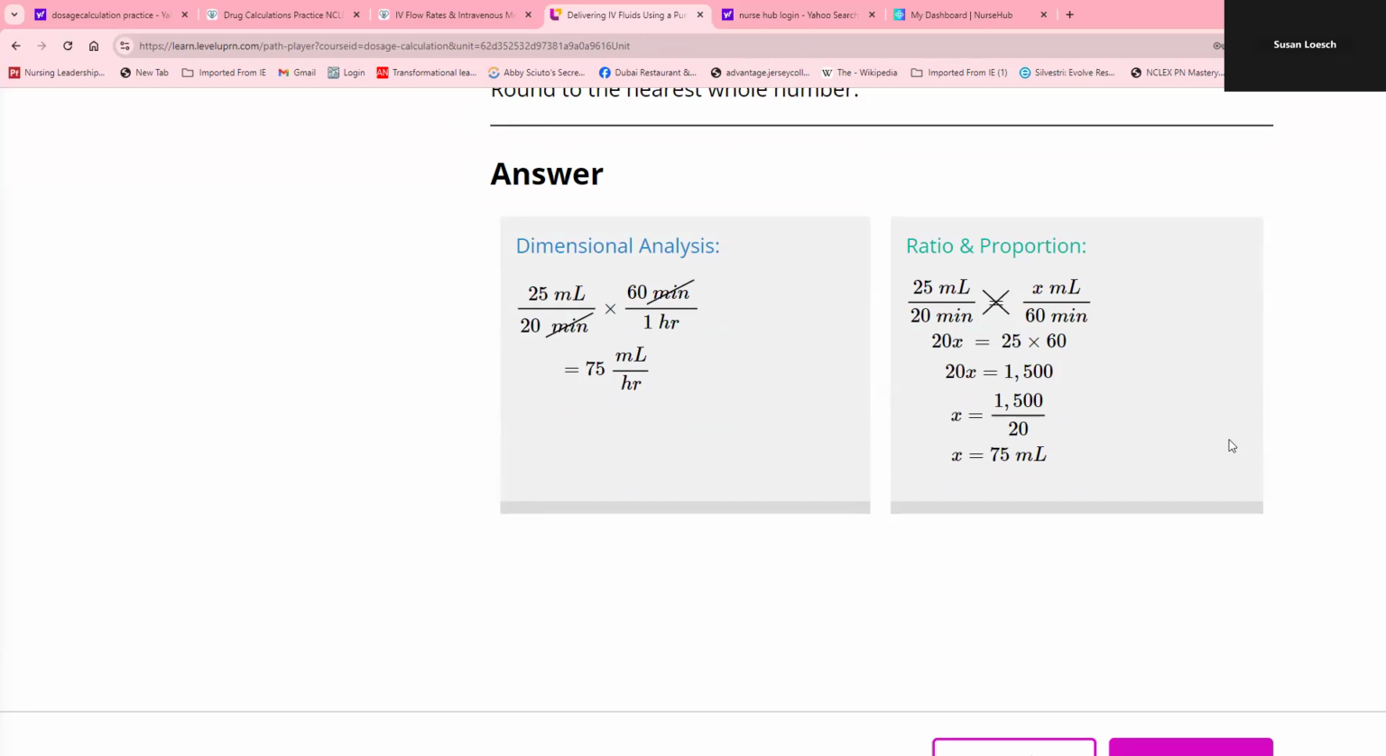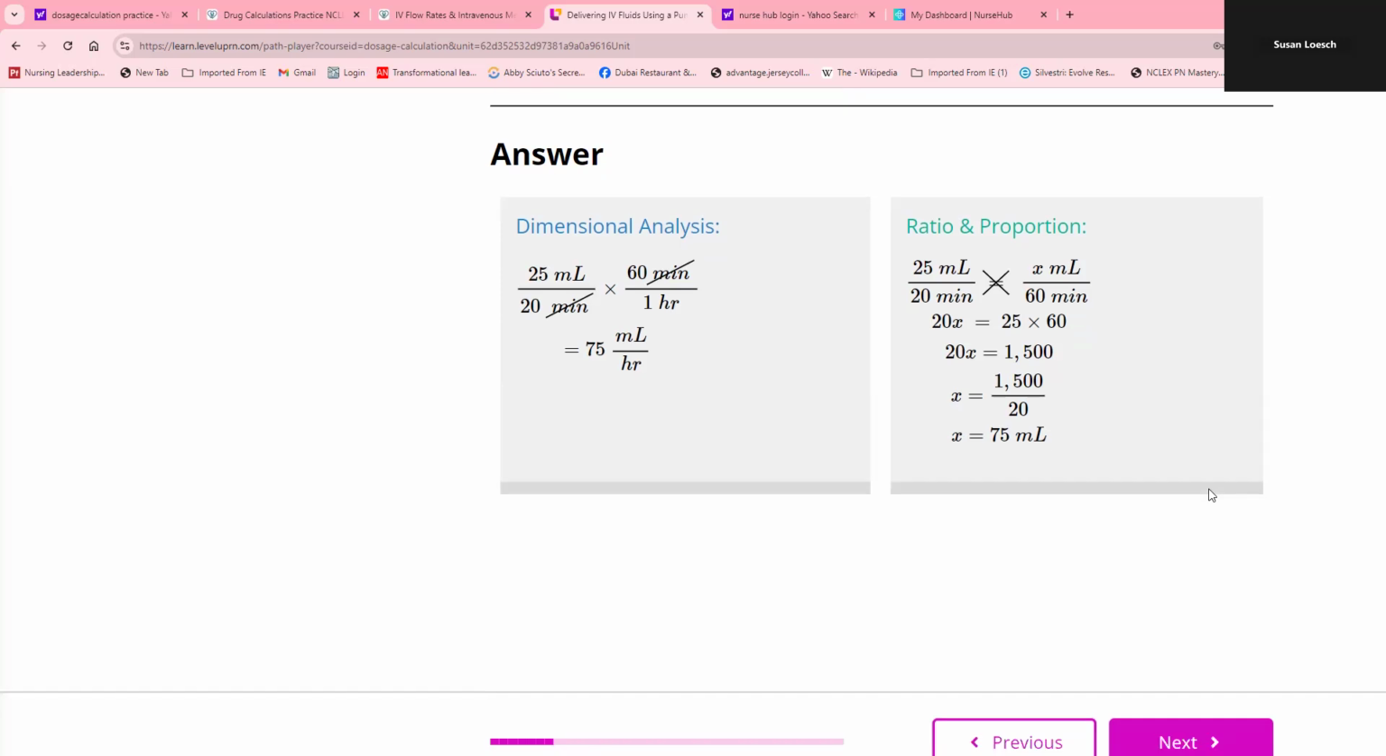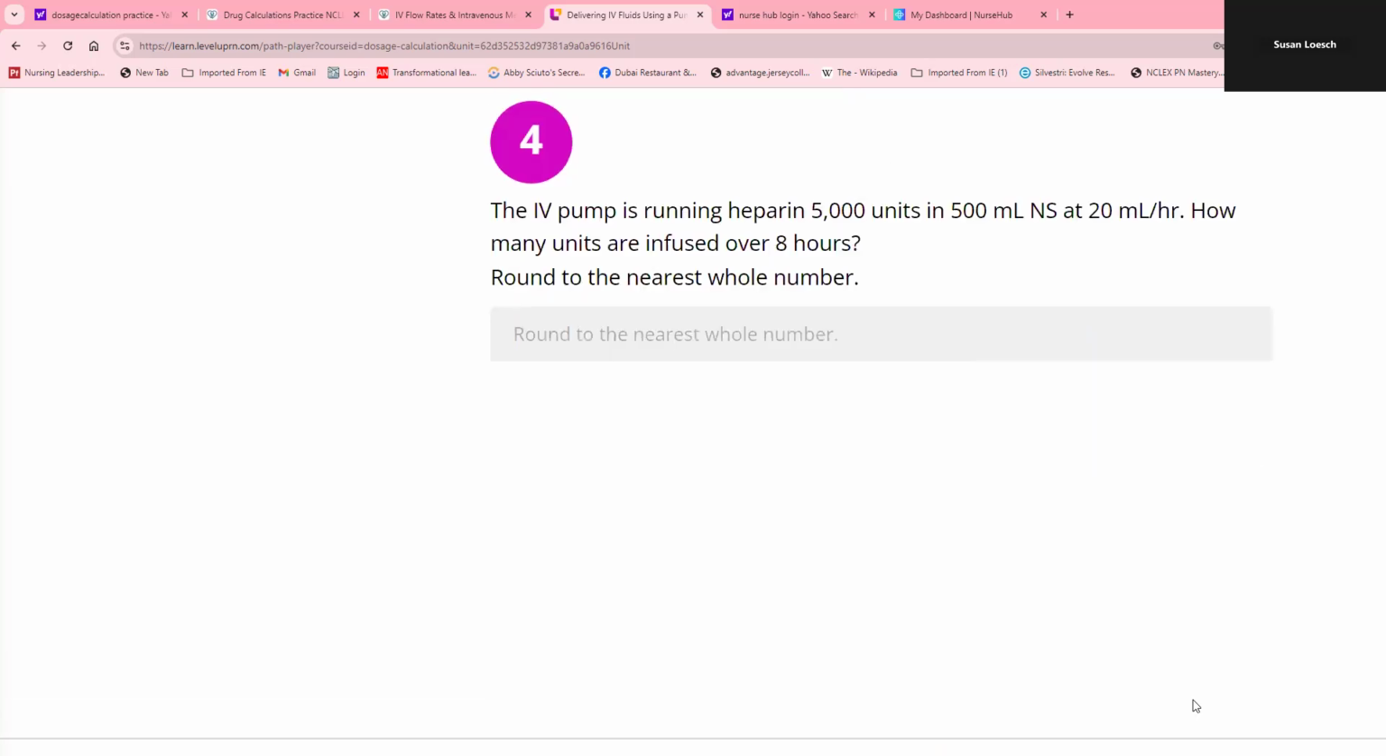So on an exam, when you're timed, you have limited amount of time, and not everybody can do that formula method. That's what I use. So some people have to use dimensional analysis. I want you to use whatever method works for you. If this method works for you, use it. But if it doesn't, then what works for you? Let's look at another one of these.